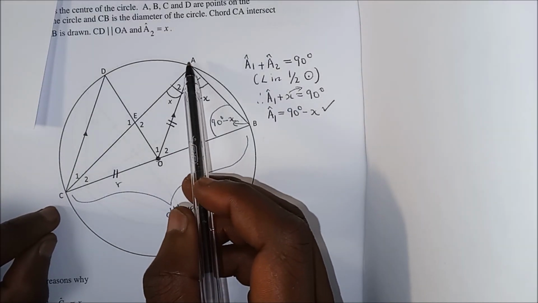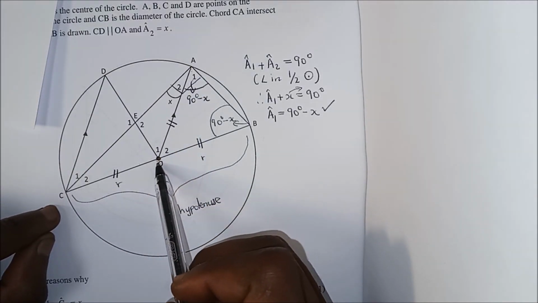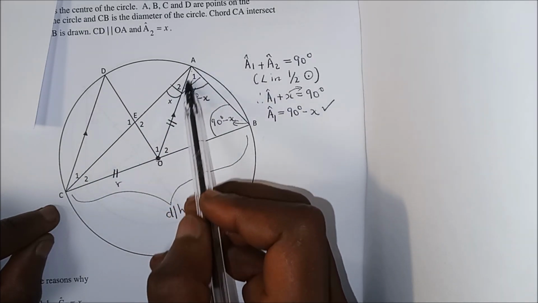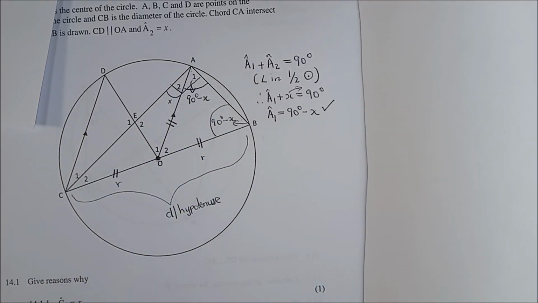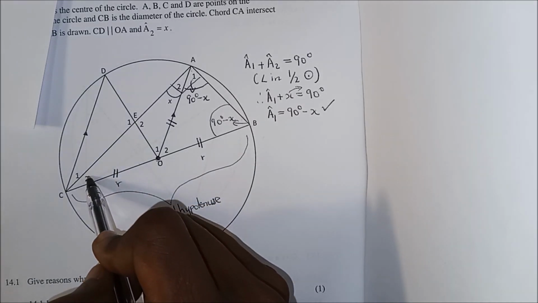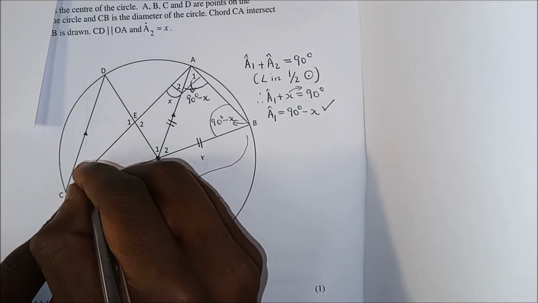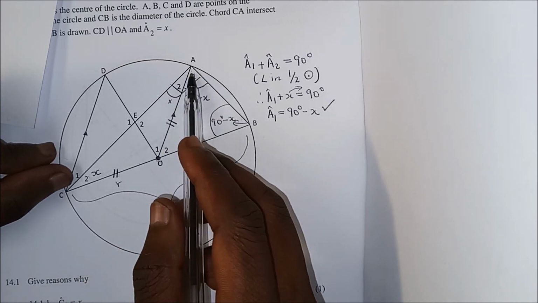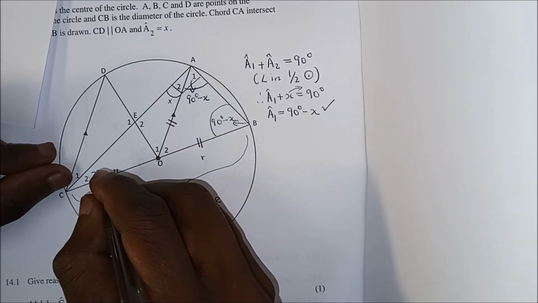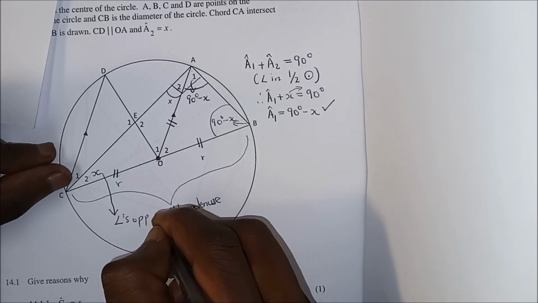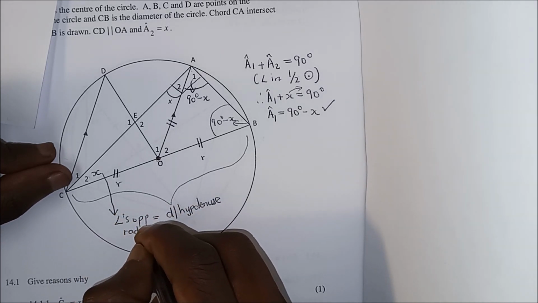I don't know if you can see that triangle. Even triangle AOC, it's also isosceles. So if it is an isosceles triangle, if A2 is x, what will be C2? C2 will also be x. And then now what will be our reason? Because this is an isosceles triangle, our reason will be angles opposite equal radii or equal sides.